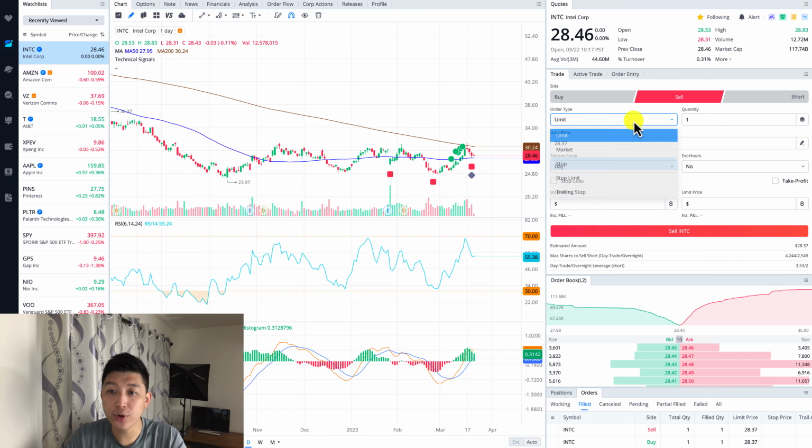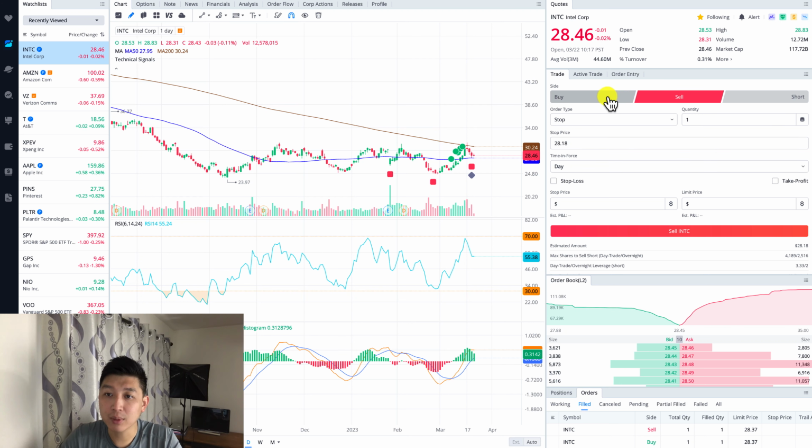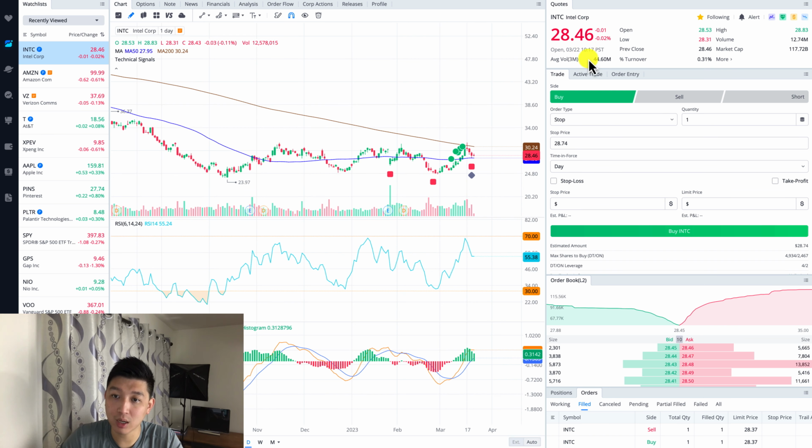So now let's go over to the third order type, which is the stop order. Now I'm going to switch this over to buy. Right now Intel is trading at 28.46. What it's saying with the stop order is that if it hits a certain price, it'll start buying the order. It's a little bit different from a limit order, because with a limit you're setting a price that's below the market price. But with the stop order, you're setting the stop price a little bit higher than the market price, because you think that if it hits a certain level of the stock price, it'll shoot up higher. That's the intuition behind it.